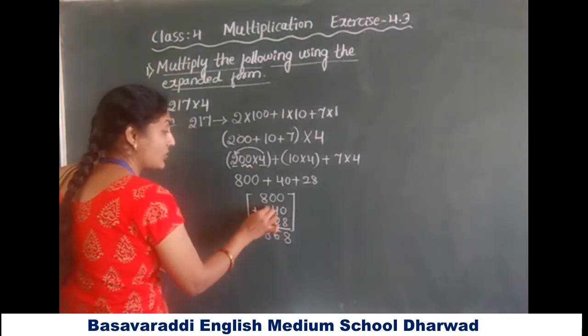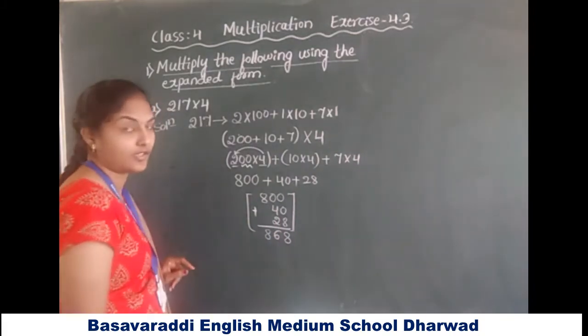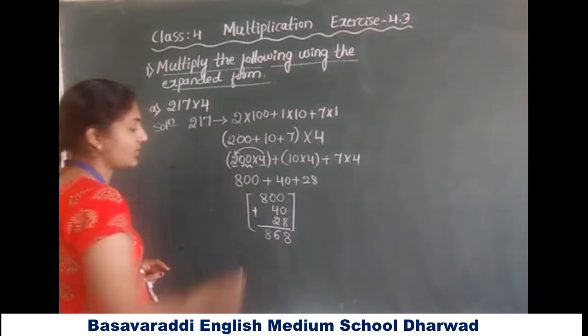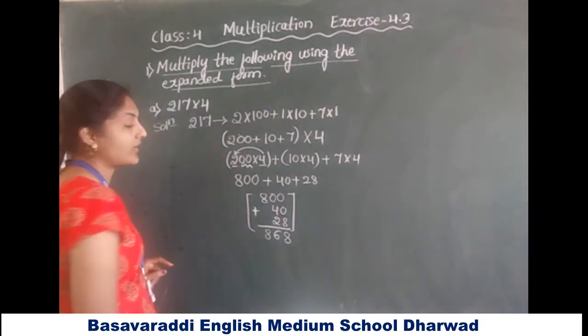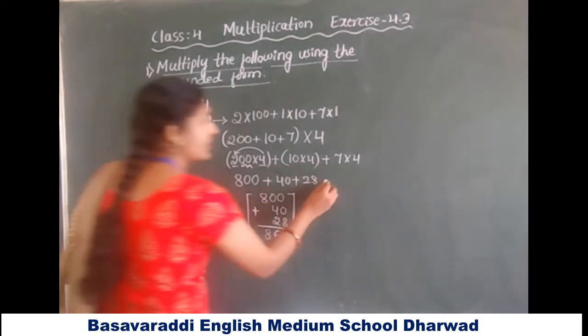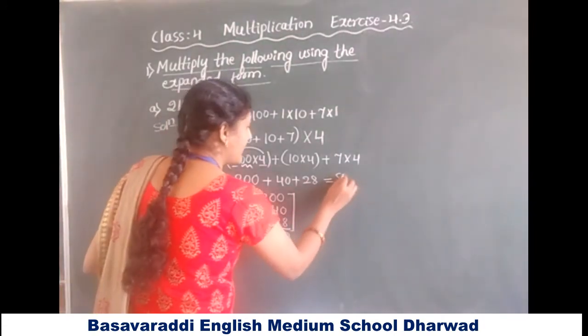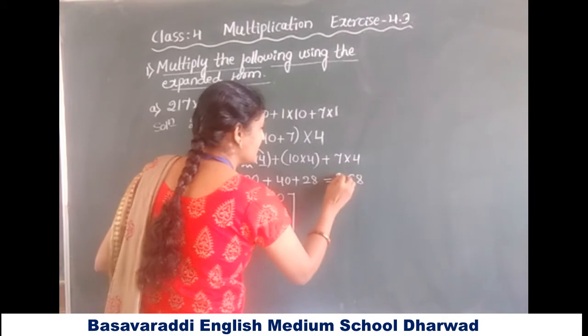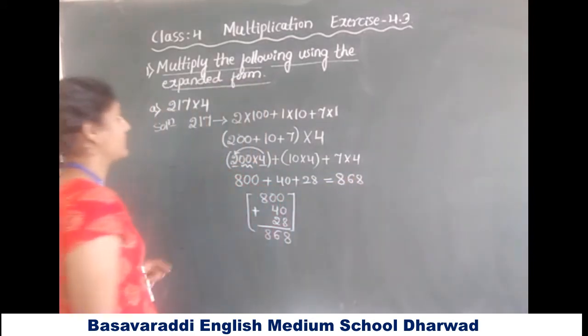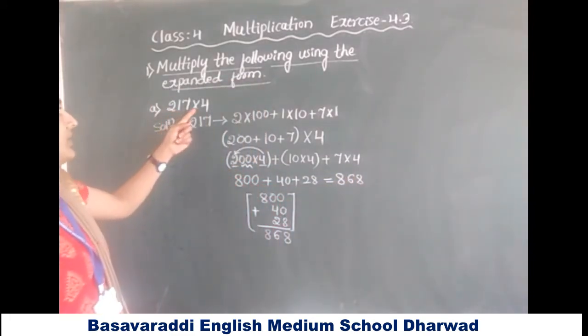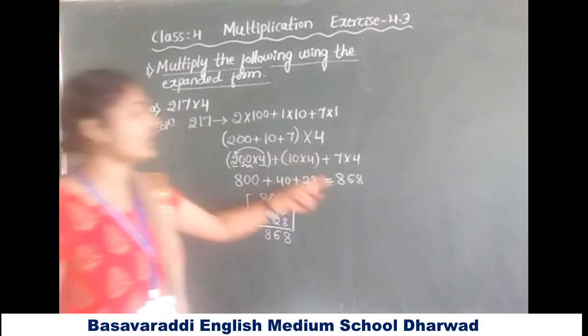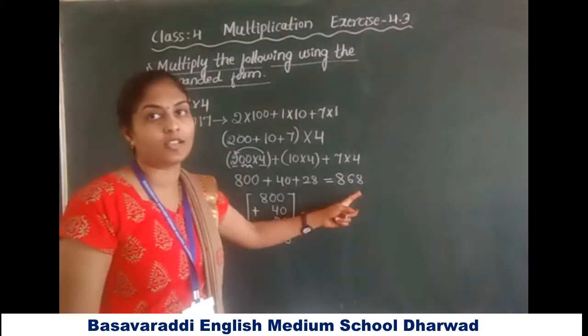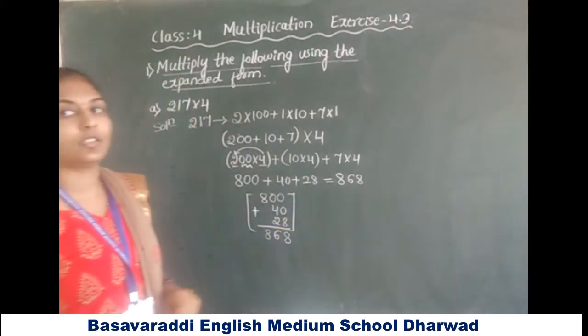Why? Because there is nothing to add to the 8. So that is the answer. What is the answer there? 868. Okay, right. Yes, what is the multiplication of 217 into 4? The answer is 868. Okay, next do the second question.